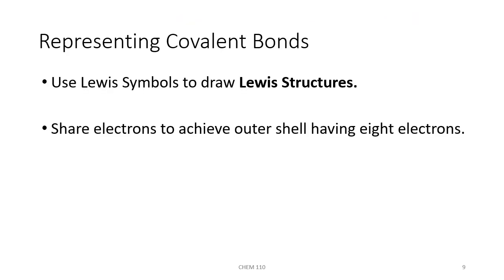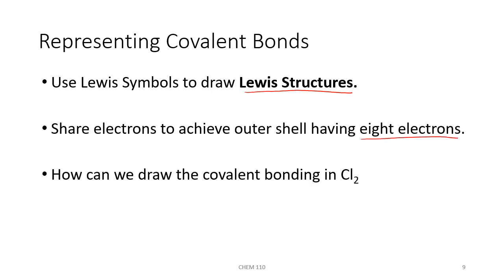We can build upon our Lewis symbols in order to draw Lewis structures for our molecules. We're going to want to share our electrons so that each of our atoms can have an outer octet of 8 electrons. For example, how could we draw the covalent bonding in Cl2? If we remember what each of our Lewis symbols for chlorine were, chlorine was in group 7A. Therefore, it had 7 valence electrons. Each Lewis symbol looked like this.